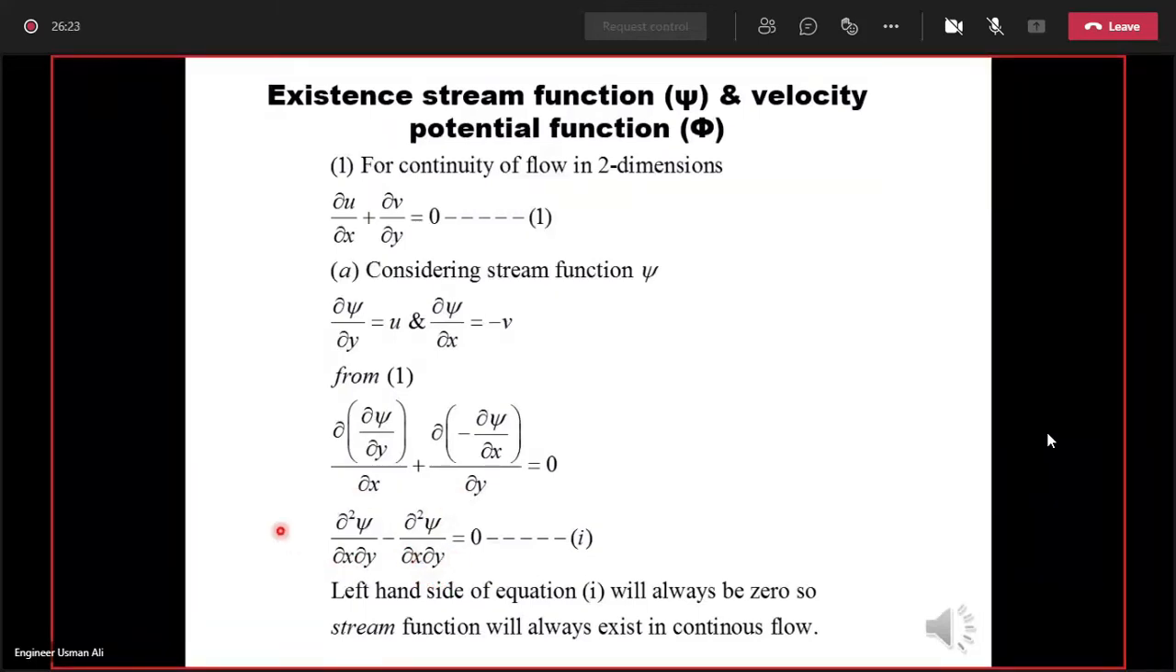So from equation 1, it is clear that the left hand side of equation 1 will always be 0. What does it mean? That the stream function will always exist in continuous flow. So whenever the flow is continuous, the stream function will definitely exist there.